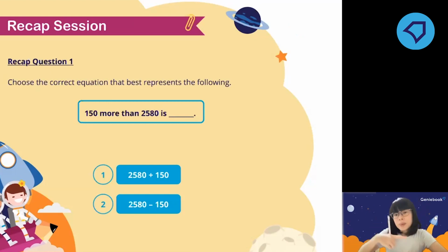Okay, so again, when we want to write this, remember the second is the base. So it should be 2,580 more than, right? 150 more than 2,580. So it's 2,580 plus 150. So the answer would be option number one. All right, option number one. So let's try the next one.